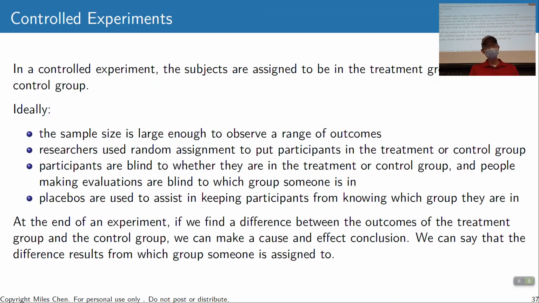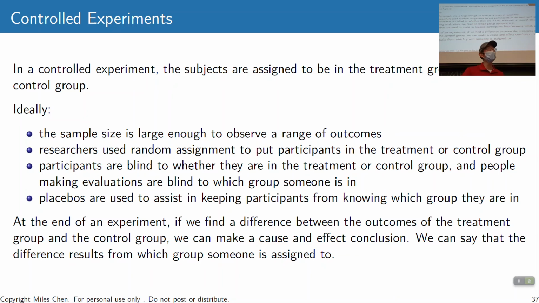Now, ideally, we have enough people to observe a range of outcomes. Okay? The sample size is large enough for us to observe a range of outcomes. And as the researchers assign people into the different groups, they use random assignment. They randomly assign who's going to be in the treatment group and who's going to be in the control group. A lot of times, it's important that the participants don't know if they're in the treatment group or the control group.